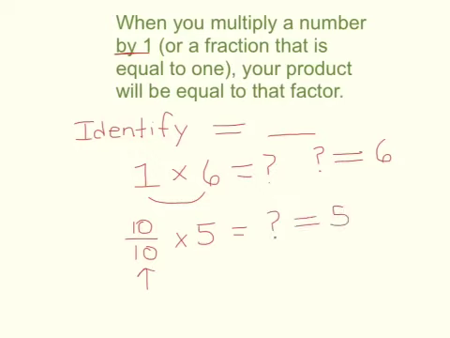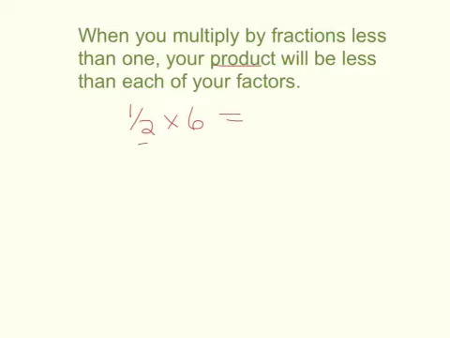Let's take a look at our last rule. When you multiply by fractions less than 1, then your product will be less than each of your factors, or less than at least one of your factors. So if we look at 1/2 times 6 again, this is a number less than 1, so my product has to be less than 6. Because this is a whole number multiplied, my product will be greater than 1/2.